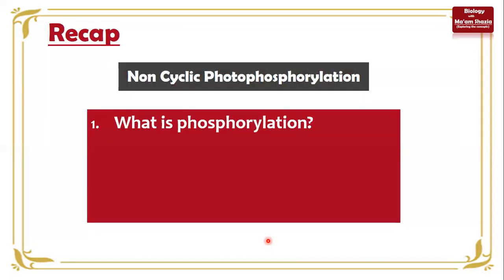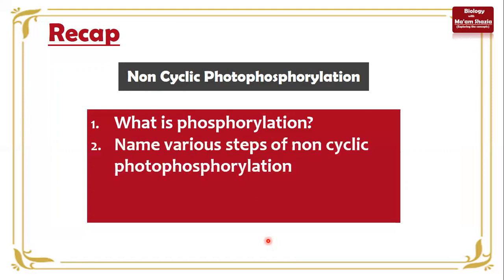Let's have a recap. What is phosphorylation? Who is going to tell me what phosphorylation is? You need to write the answers in the comment box. Phosphorylation is the addition of a phosphate group for the production of ATP. Name the various steps of non-cyclic photophosphorylation. We just have completed the steps.